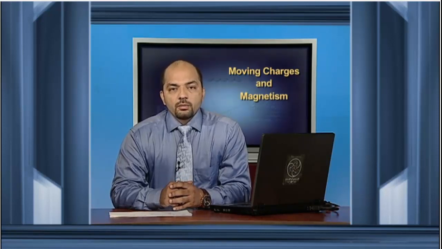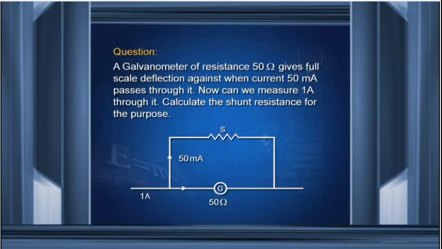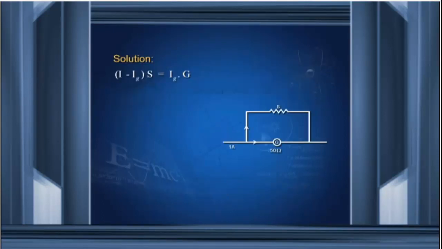Let's study a numerical based on the situation. Let we have a galvanometer of resistance 50 ohm which gives us full scale deflection when 50 milliampere current passes through it. If we have to convert this galvanometer into an ammeter so that it can read a current of 1 ampere, then we connect it with a shunt resistance S. According to Ohm's law, I minus Ig current will pass through the shunt resistance S. So, (I minus Ig) into S equals Ig into G.